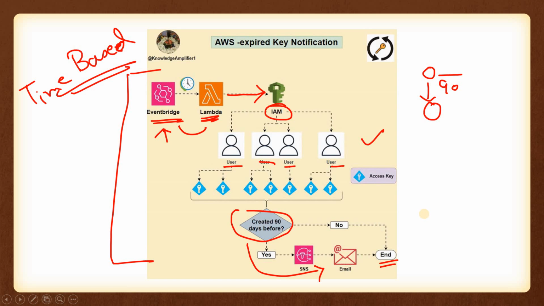Suppose we want to implement the same mechanism using an event based approach. It is not like the Lambda has to run on some schedule interval. We will run Lambda only when it is needed, that is, only when the 90 days are coming up for some specific access key, at that time only we want to trigger Lambda. If we want to convert this time based architecture to event based, how do we do that?